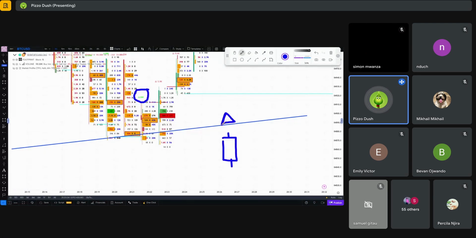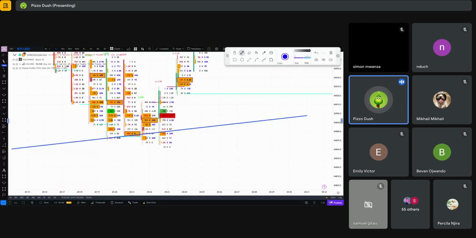So delta simply inakufanyianga buyers minus sellers. If the answer is positive, inamaanisha there's a lot of buyers than sellers. If the answer is negative, inamaanisha there's a lot of sellers than buyers. So if delta is green, kumaanisha buyers ndo wengi. If delta is red, kumaanisha sellers ndo wengi.